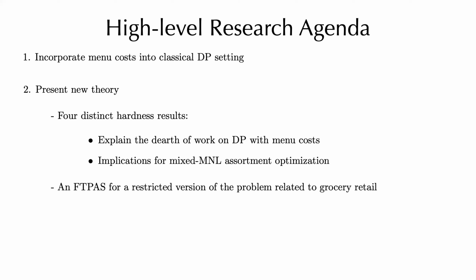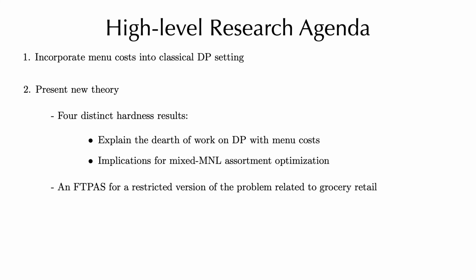So we use these hardness results to potentially explain why there's not a lot of work, and also to convince you that the problem is indeed hard. And the second thing about these hardness results, or really one of the hardness results, is that it has important implications for mixed M&L assortment. Mixed M&L assortment is a very well-studied problem, and we present a completely new hardness result that has important implications related to some recent work. So when I formalize these results, I'll tell you about all of that.